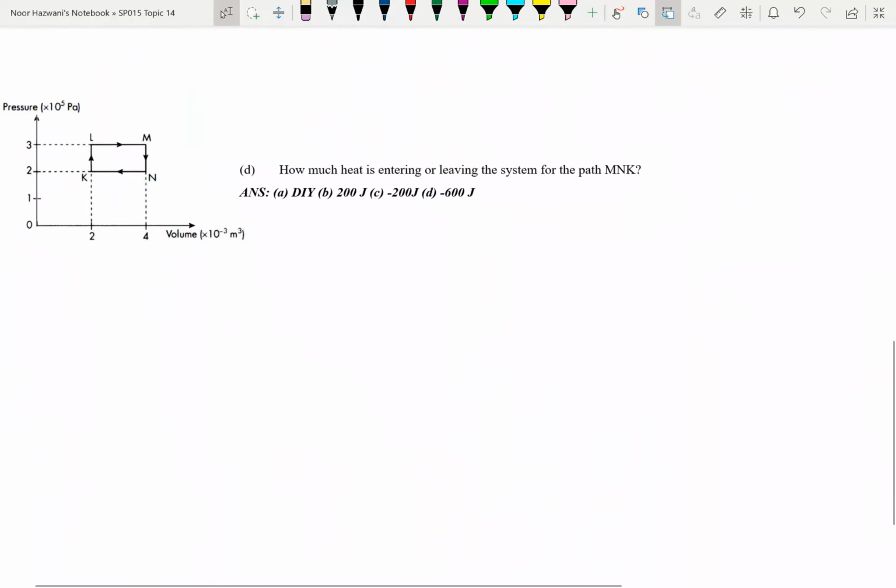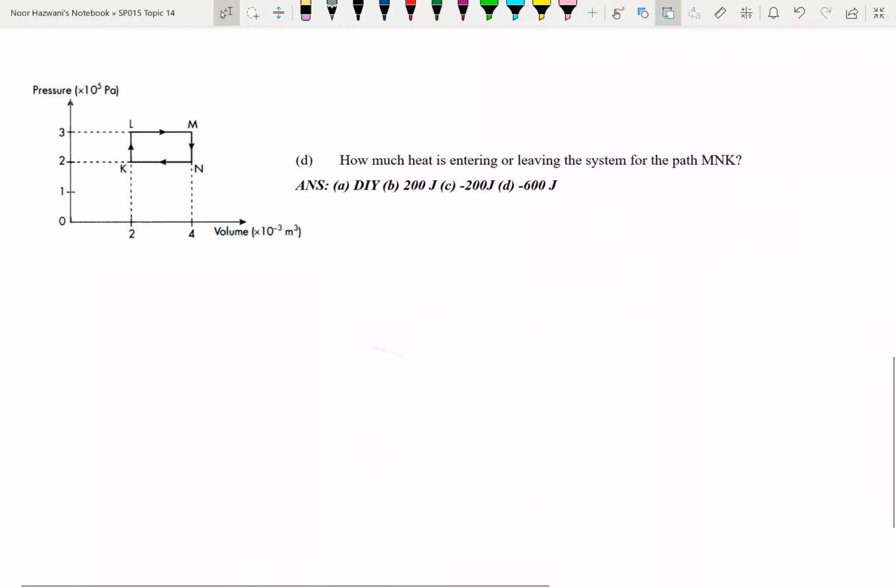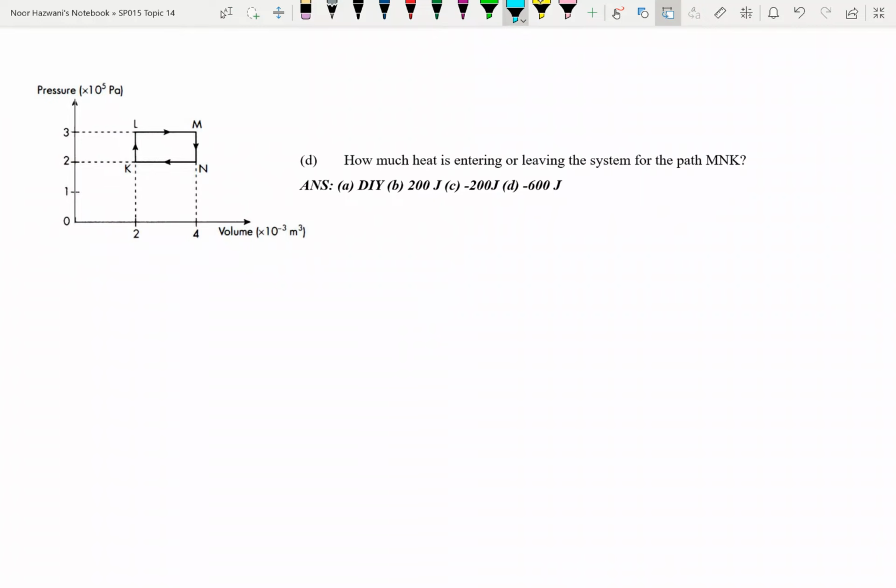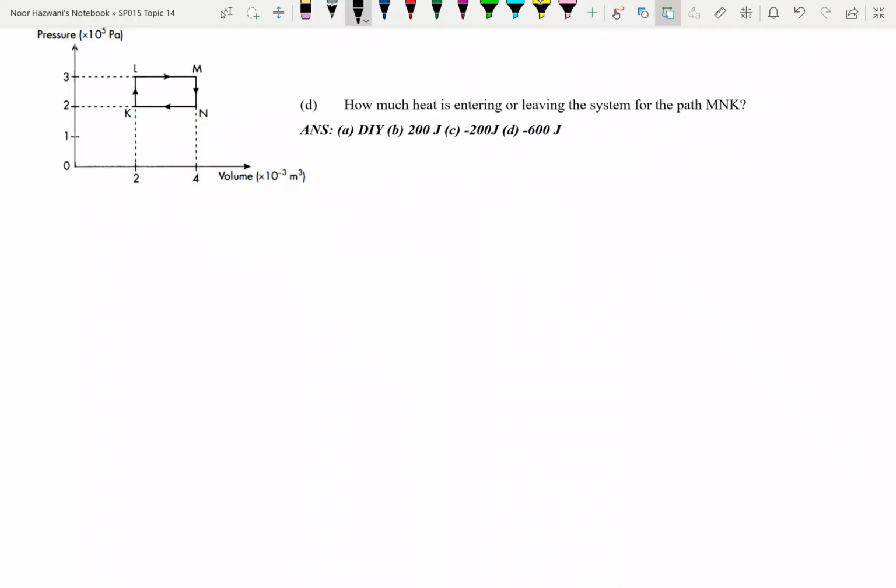Okay. And then the last question. It asks how much heat is entering or leaving the system for the path M and K. Okay, so similarly we will calculate using the first law of thermodynamics, which is Q M and K equals work done M and K plus delta U M and K. Okay, but you already got delta U. Okay, so our task is to find work done M and K.